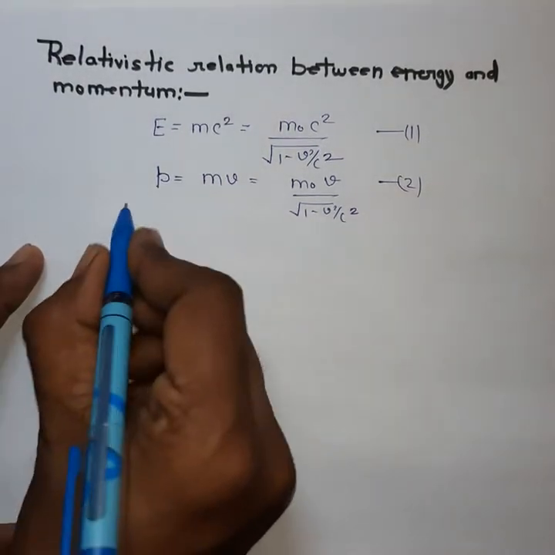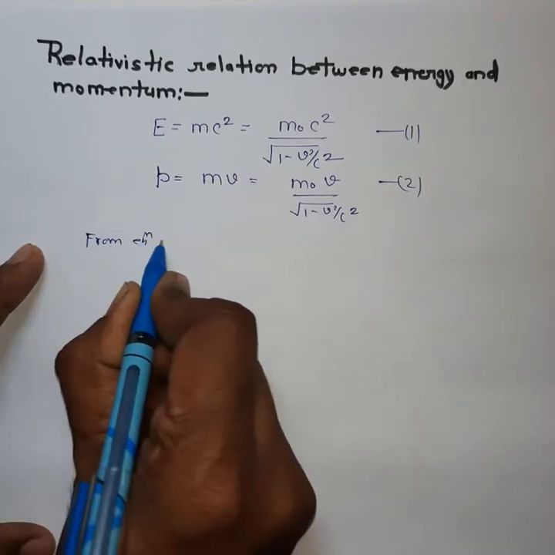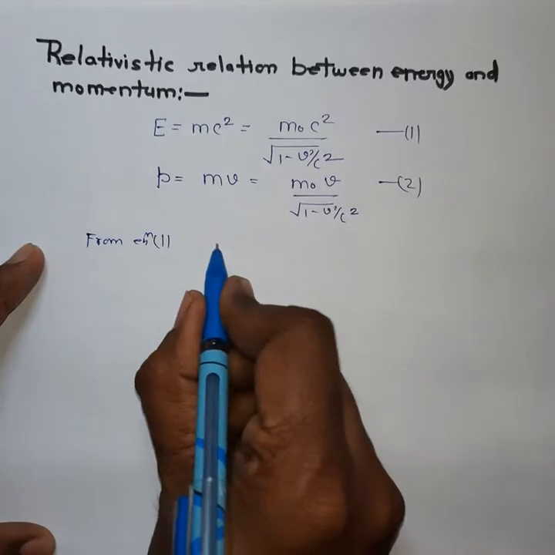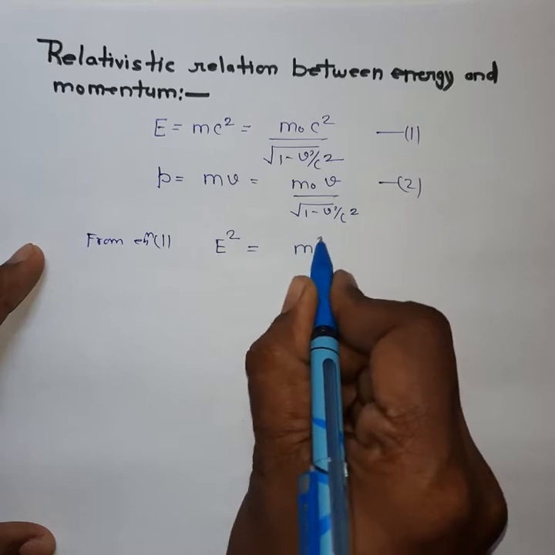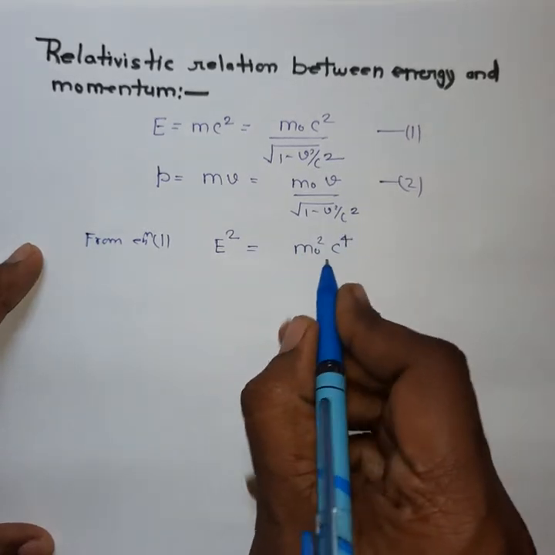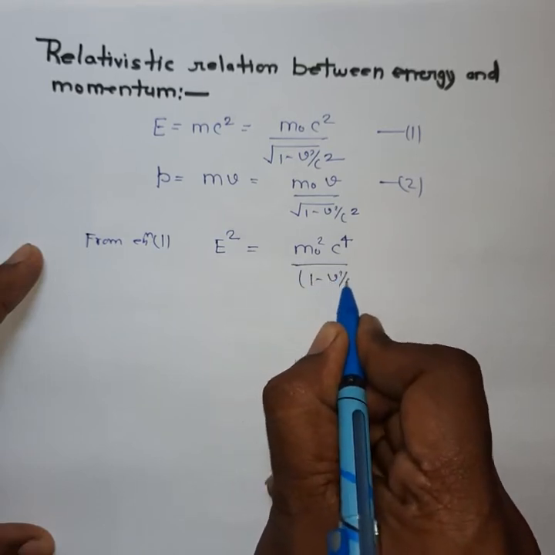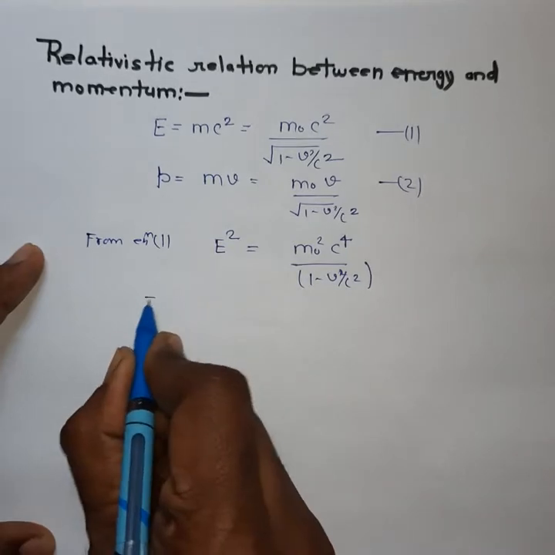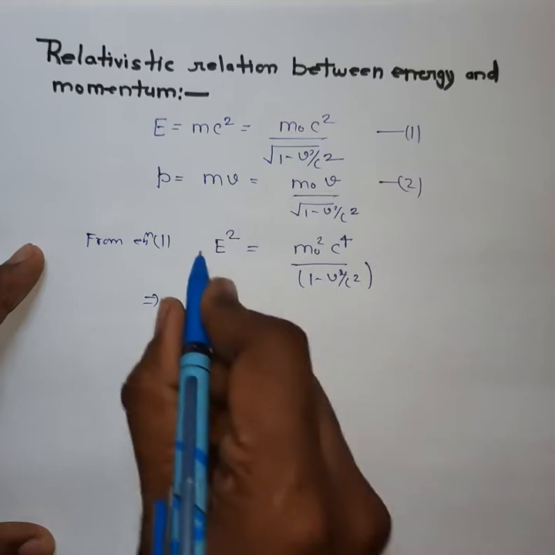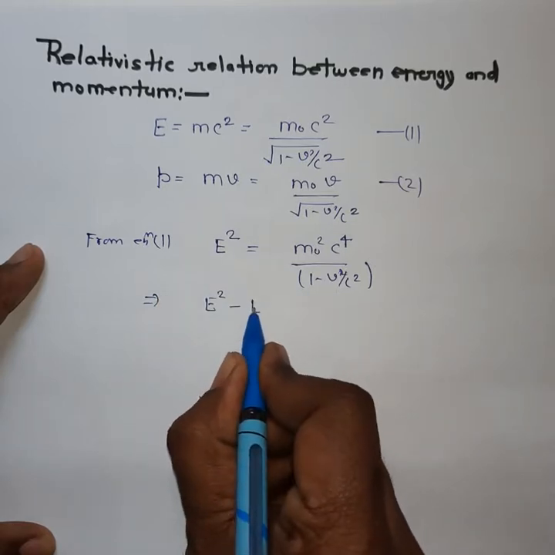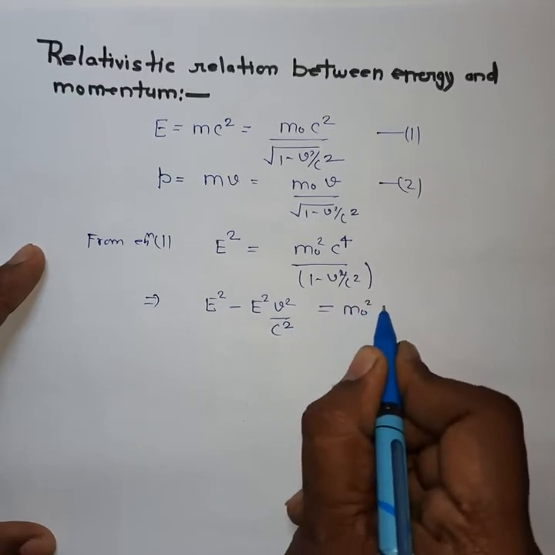So I will use equation number 1. From equation 1 you can take the square of both sides, so you can write E square is equal to m naught square c to the power 4, divided by 1 minus v square by c square. So you can equally write it as, take this term to this side, so you will get E square times (1 minus v square by c square) is equal to m naught square c to the power 4.